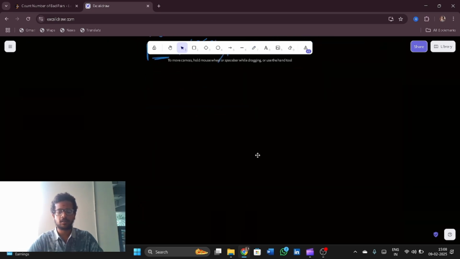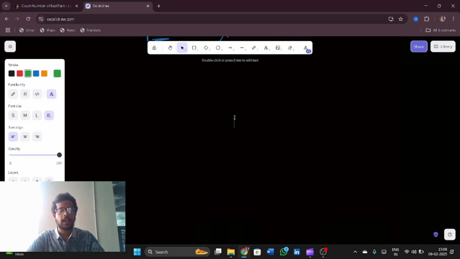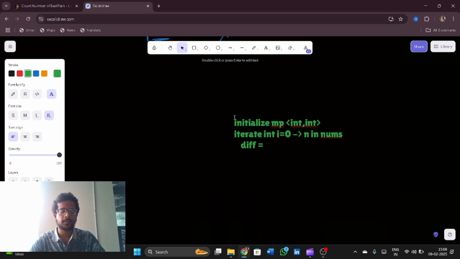My algorithm will start by initializing MP in order to map int to int. Now I need to iterate over my nums array. I'll iterate with int i equal to 0 to n in nums. The difference will be nums of i minus i. This will be my difference. As I said, if I find the same difference before, then my count of good pairs will be increased by the count of this difference.